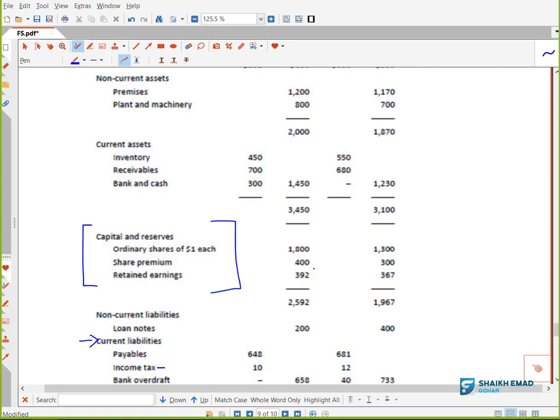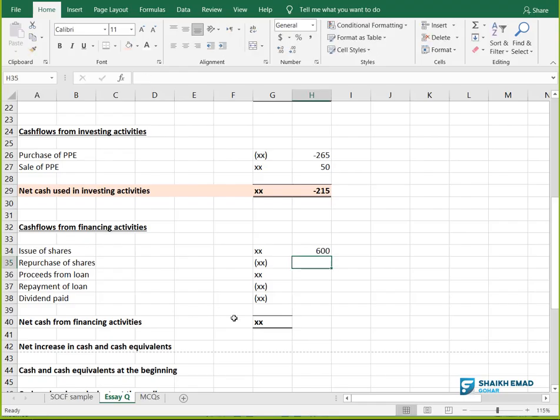Can you tell me the difference? I mean 1300 plus 300 minus 1800 minus 400, how much? Very nice. 600 is coming. It means I have issued shares of 600. Positive, because money is coming in. Have we repurchased any shares? Not mentioned anywhere. We don't know. 0.